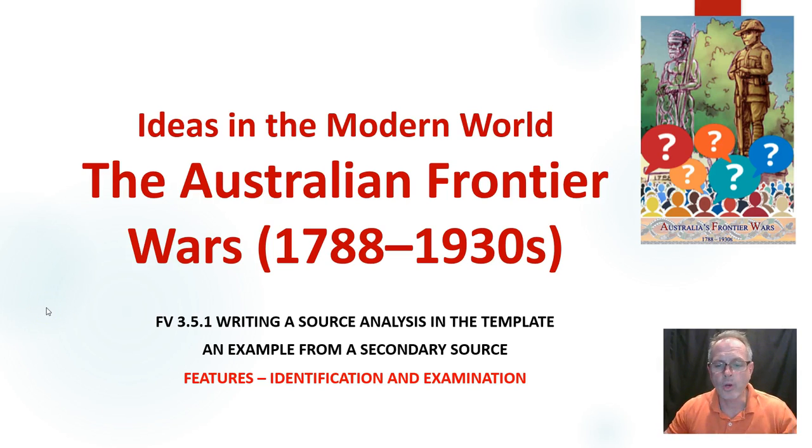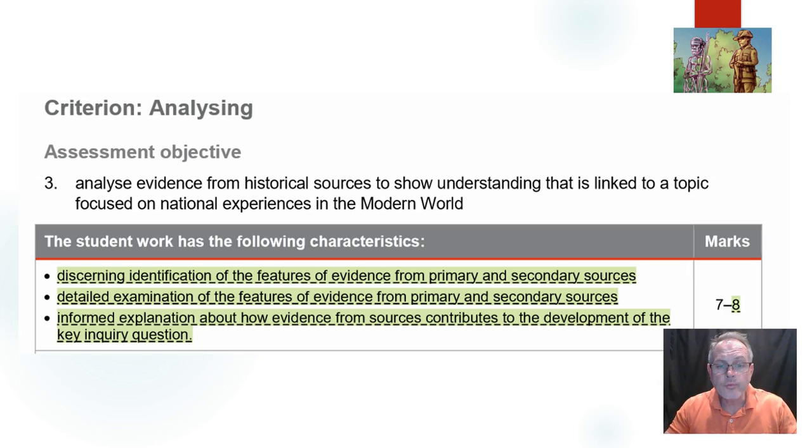Okay, so what I want to do in this video is continue looking at a source analysis, a bit of source interrogation in the template. I want to have a little bit of a look at how we might pick up on some of those words in your ISMG, such as discerning identification of features, discerning examination of features. So we're going to have a look at that now through a little bit of highlighting, and hopefully through the highlighting we're going to be exploring this particular element of the analysing part of the ISMG criteria.